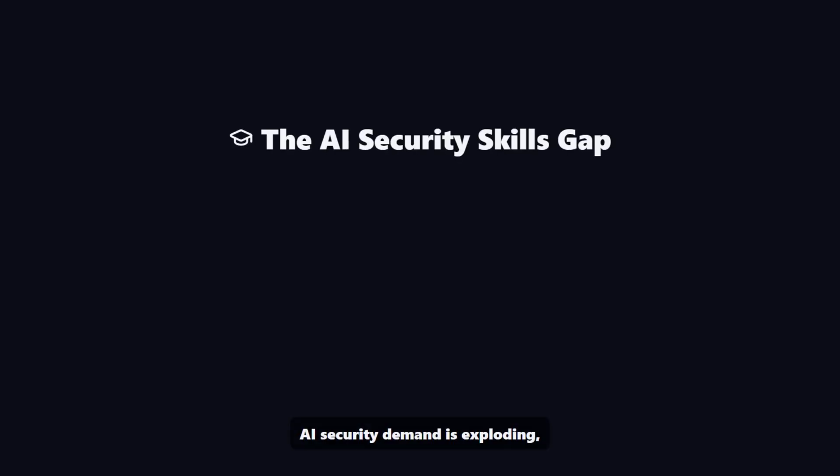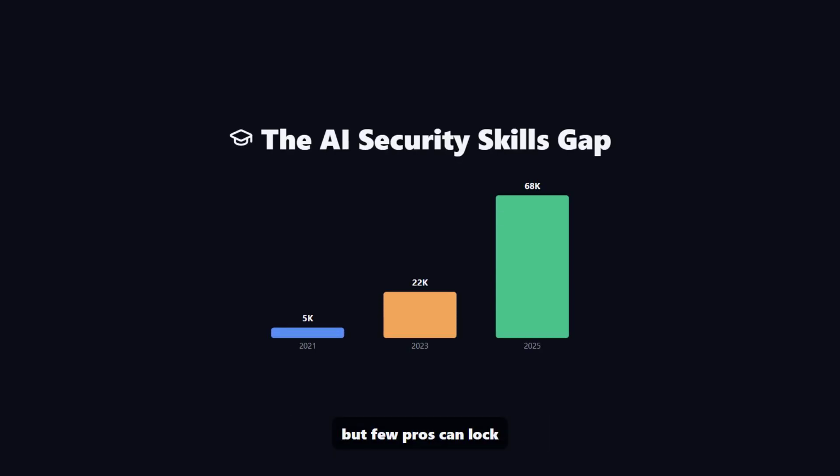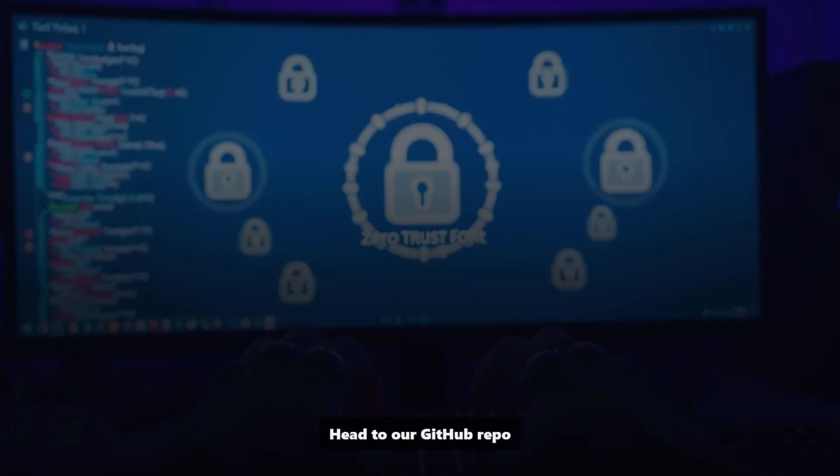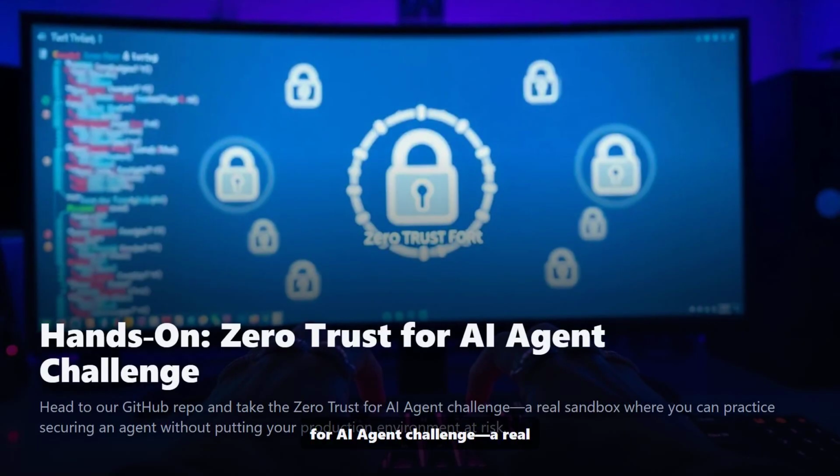AI security demand is exploding, but few pros can lock down agents. Fill the gap. Get an AI security cert or start with CompTIA Security Plus, then dive into AI training this week. Head to our GitHub repo and take the Zero Trust for AI Agent Challenge, a real sandbox where you can practice securing an agent without putting your production environment at risk.